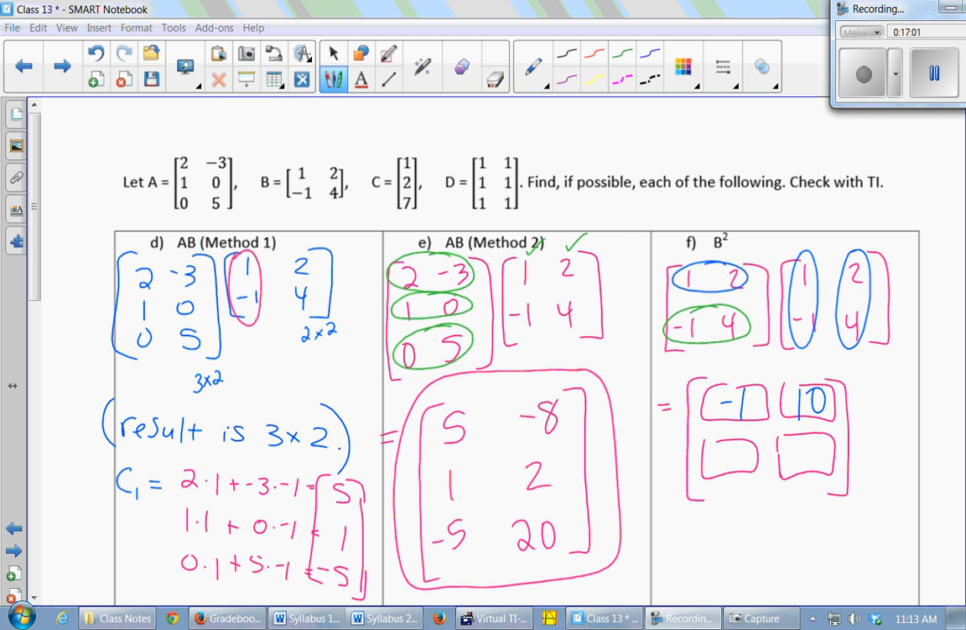So -1, 4 times 1, -1, that would be -1 minus 4 is -5. So that was row 2 times column 1. That's the entry that we were finding. This -5 is in row 2, column 1 of the product. So now I'm going to multiply row 2, column 2, and that is the entry I'm finding, row 2, column 2 of the product. -1, 4 times 2, 4 would be -2 plus 16 is 14. And then you can check it on your TI.